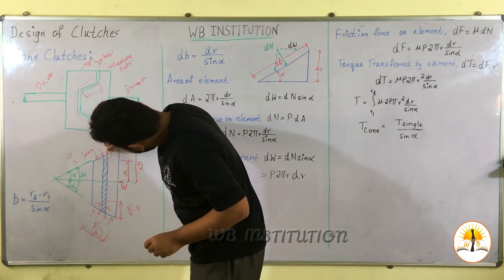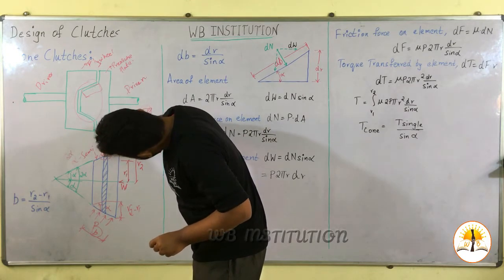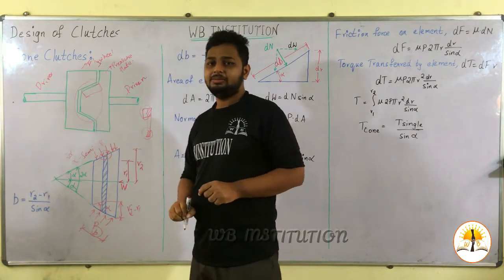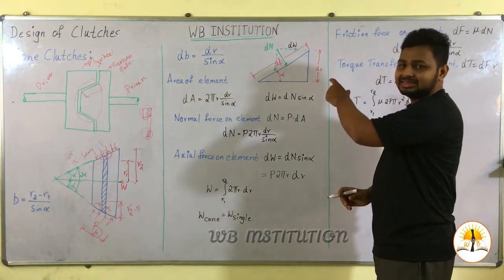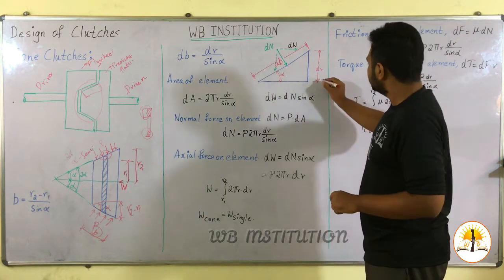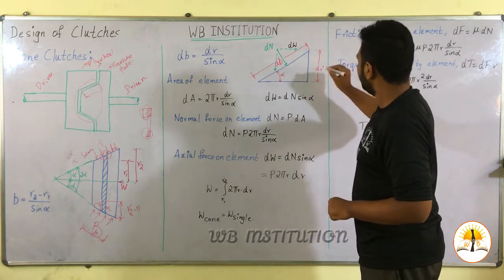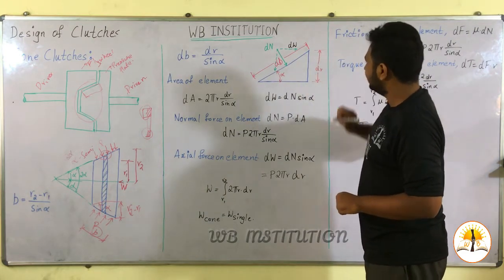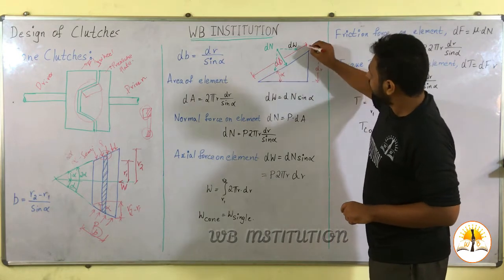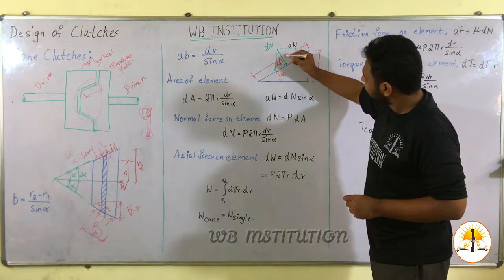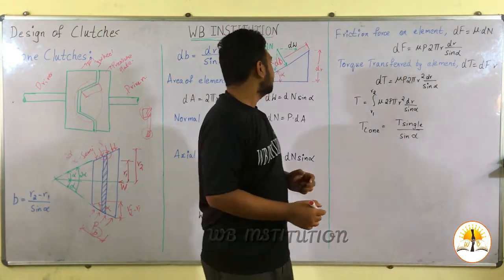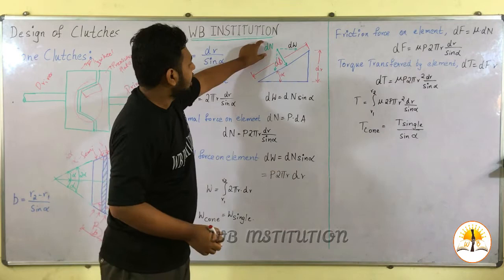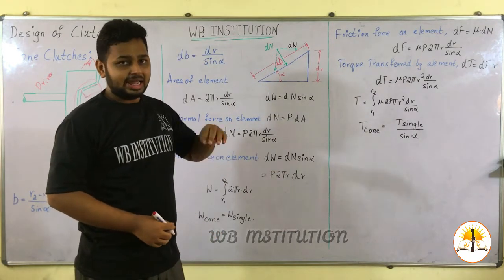In this element, a small triangle is formed. So let us take this triangle and enlarge it, and derive from this equation. This is the height of the cone element, that is dr, and this is the overall width of the cone, that is db, and the angle is known as the semi-cone angle. Now a normal force is acting on the element.